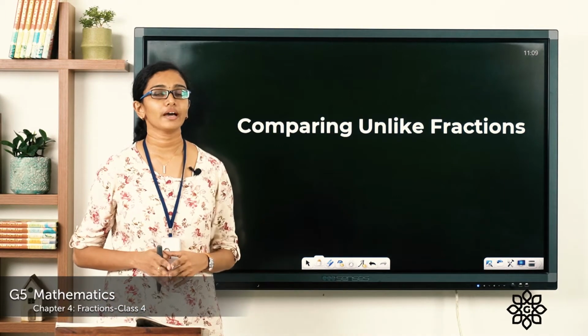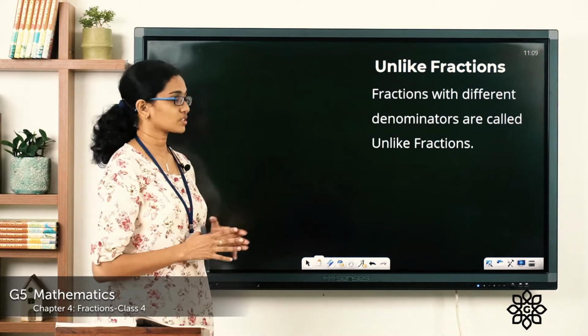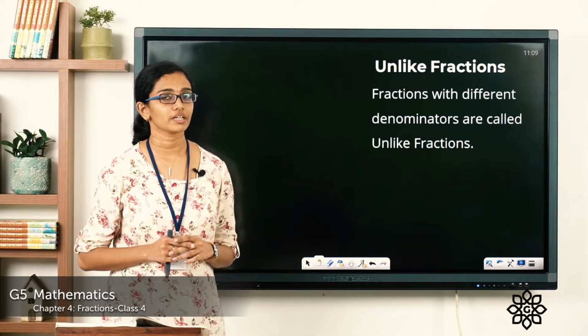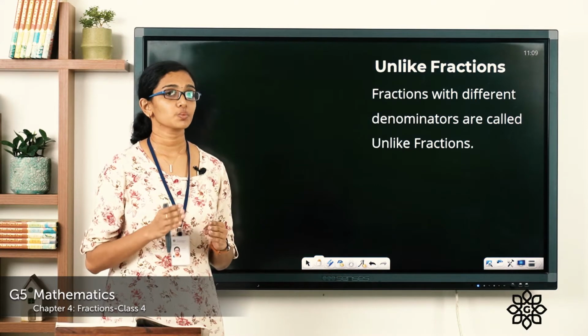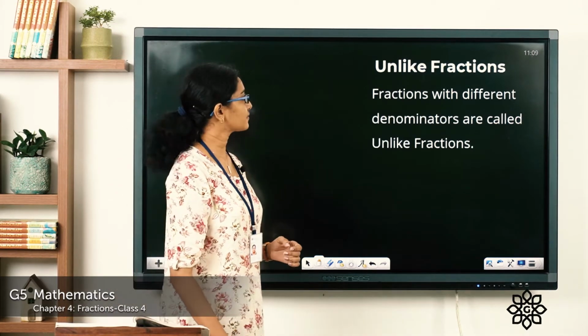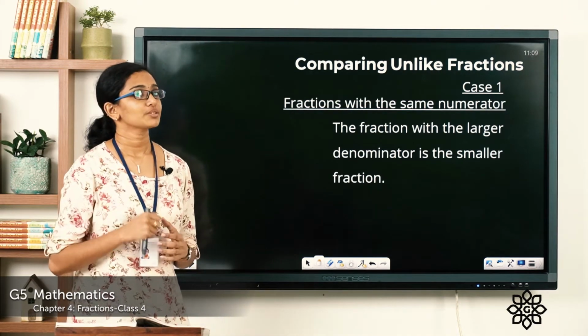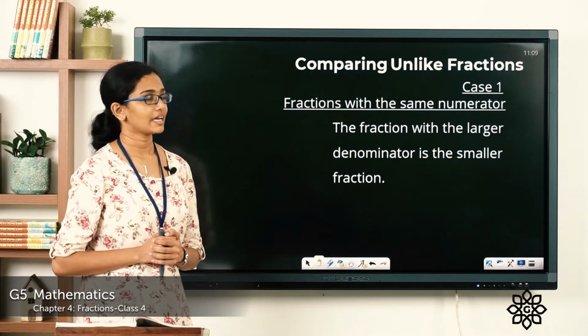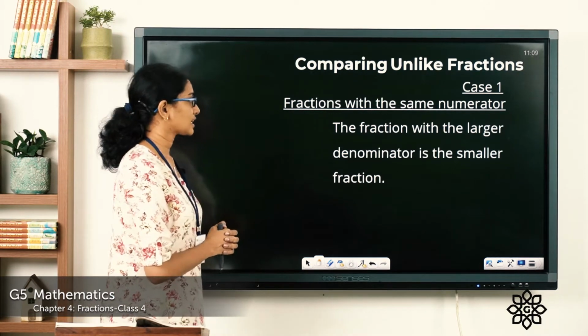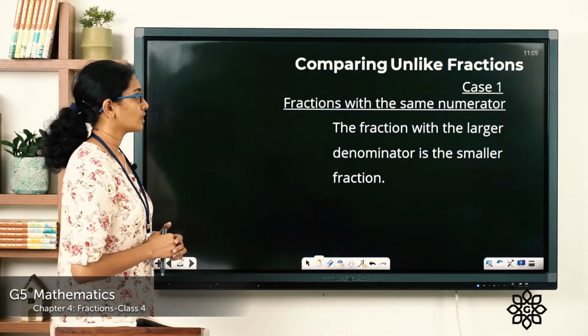Now how do we compare unlike fractions? What are unlike fractions? The fractions with different denominators or the fractions with different total number of parts are called unlike fractions. How do we compare unlike fractions? There are 2 cases when we compare unlike fractions. Let's see the first case, the fractions with the same numerator.